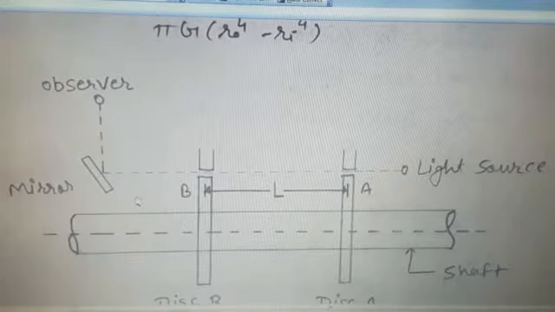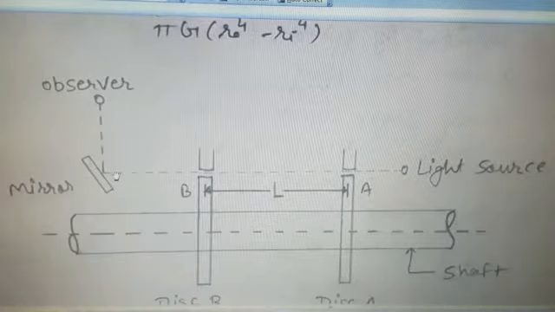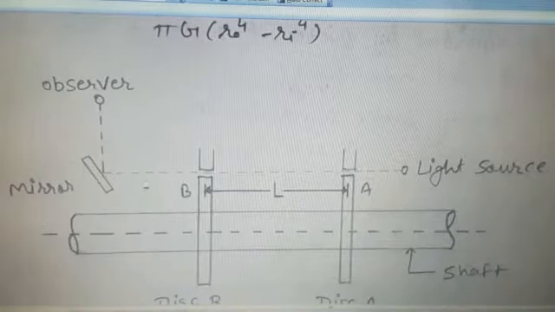This is recorded by the observer with the help of this optical arrangement, so we can clearly see the angle. If there is no deflection, theta is equal to 0. But when torque is applied to the shaft, the shaft is twisted through the angle theta. This is recorded by the observer with the help of this mirror, the optical arrangement. Clear, students?